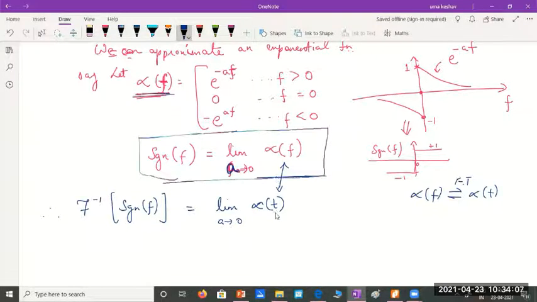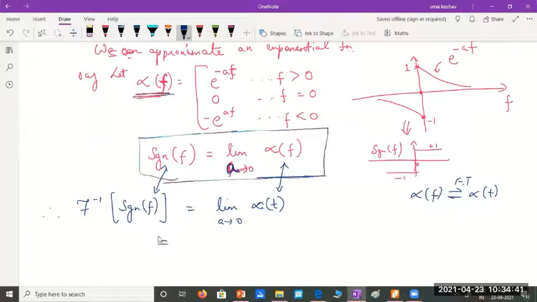Alpha of f should get converted to alpha of t in the time domain. When I'm trying to find the IFT of signum of f, the right hand side also I should find the IFT, which means the inverse Fourier transform of this function will be the corresponding representation in the time domain. Okay, and now let's try to find that. I want you to try this.